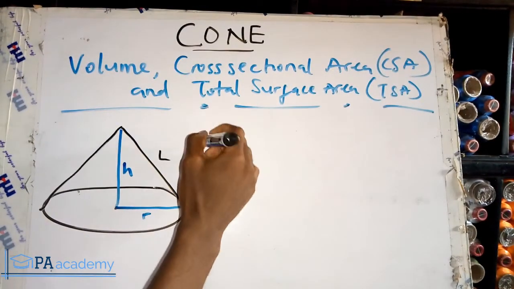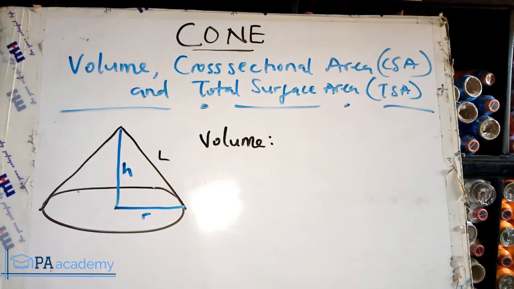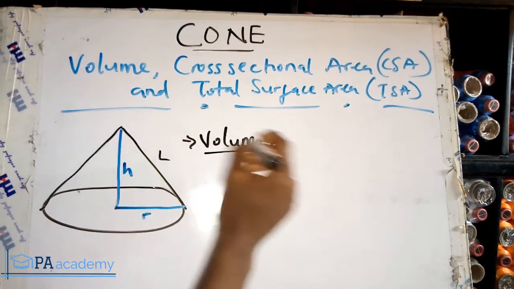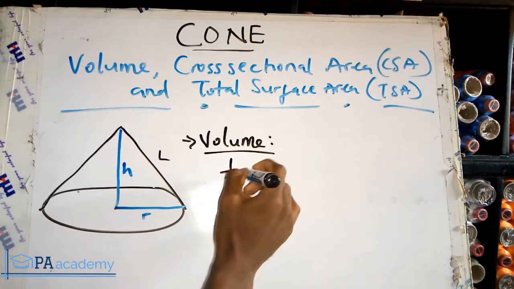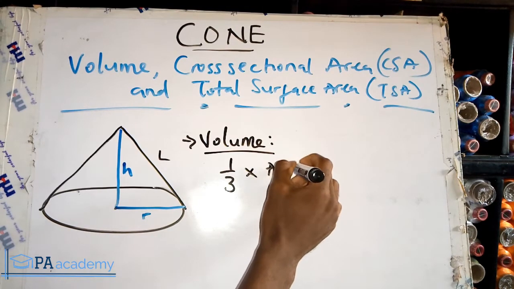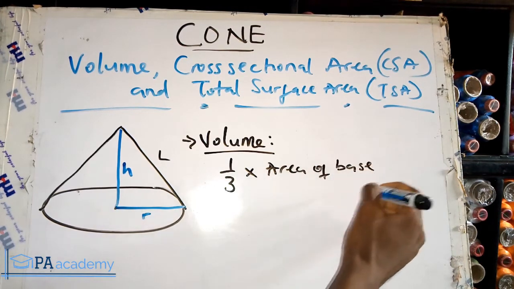First we have the volume. The formula for the volume of a cone is one third times area of base times height.